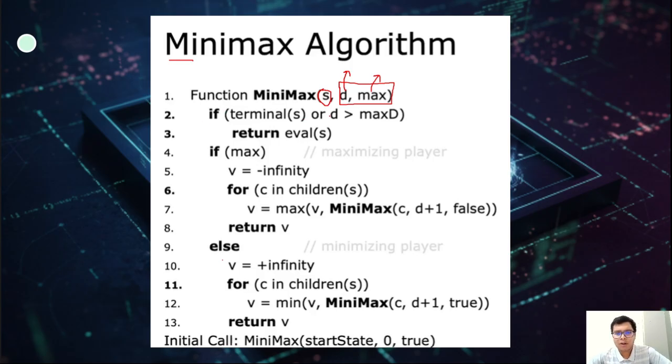If terminal s or d is more than max d. So again, the same condition of terminal s that I explained. If the node is terminal, it returns eval s. We discussed this function already.